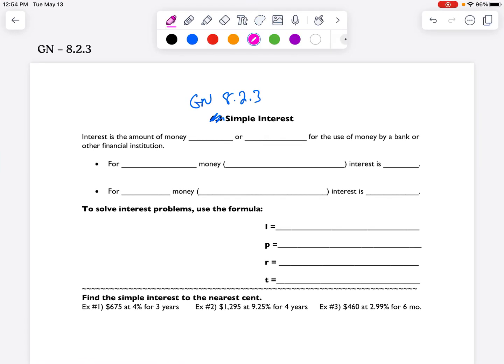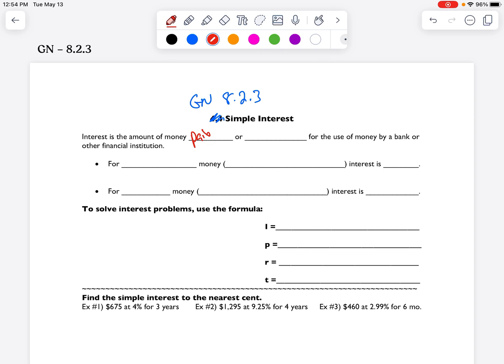All right, we are looking at guided notes 823. We're talking about interest today, simple interest. Simple interest has got two different parts, and to be honest, the only reason why you have to know kind of how this money thing is set up is that in order to read problems and identify them as simple interest problems, you've got to know what that is.